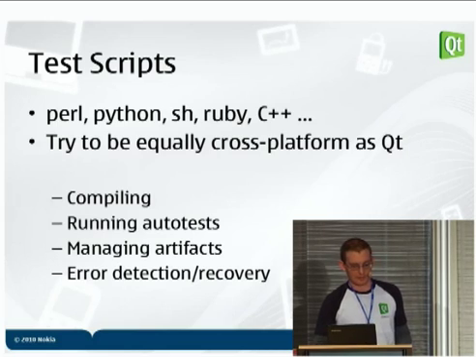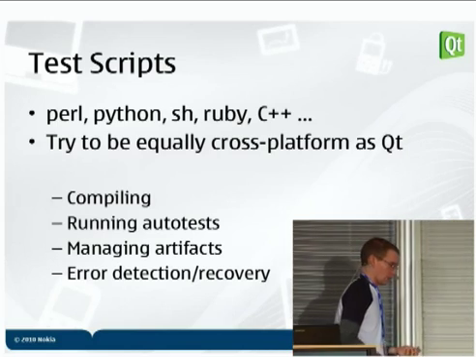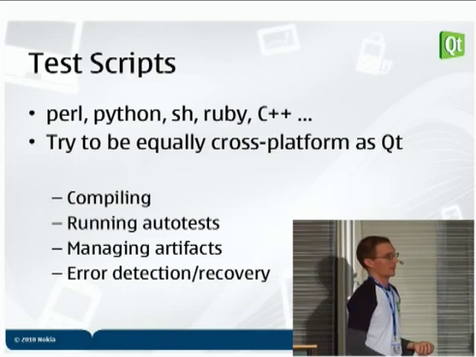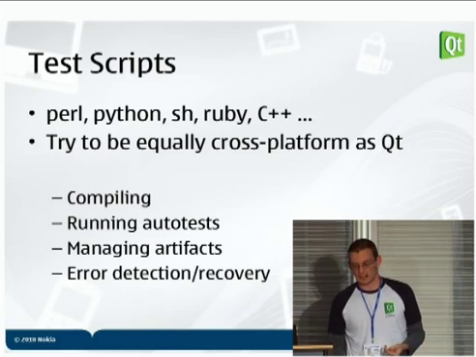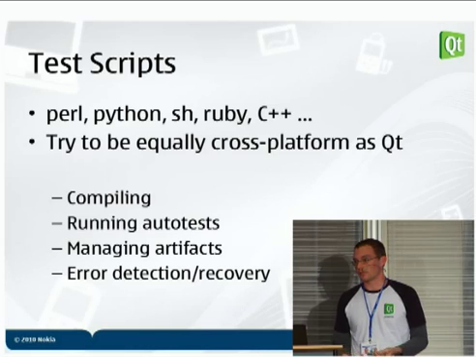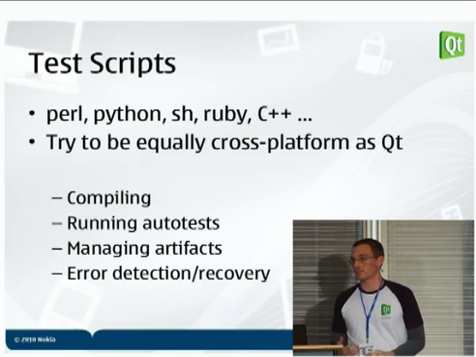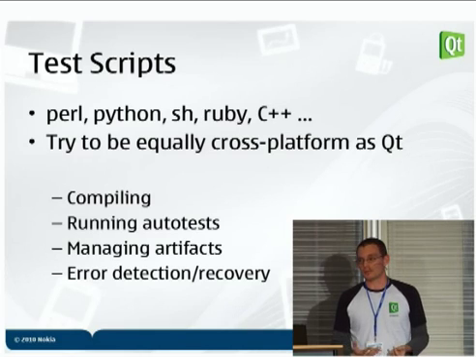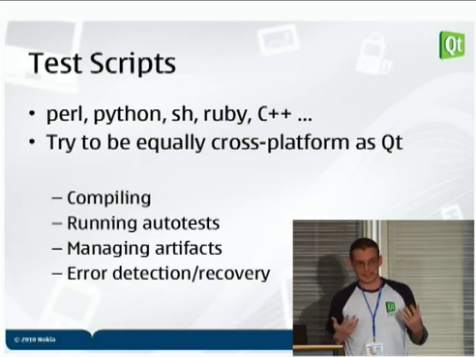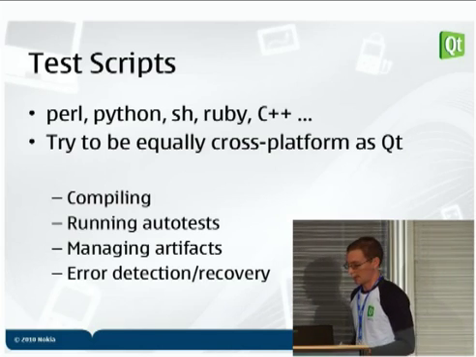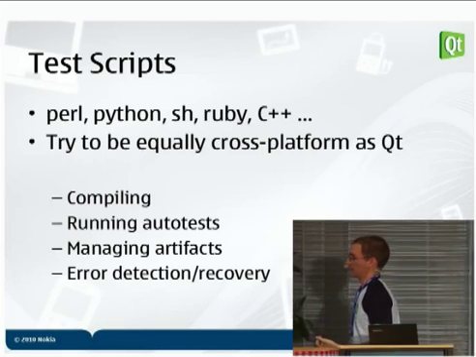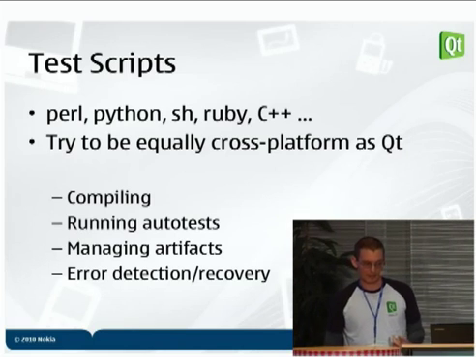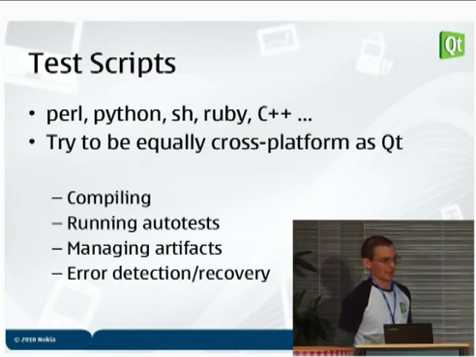Our test scripts are written in a variety of languages. Perl is the most common. The reason for that is because Perl is already a prerequisite for building Qt from Git on all platforms. So we know that Perl exists on all the platforms where Qt is supported, and it works well, and also I just like Perl. But we also have things written in Python, Ruby, and some C++ Qt applications.